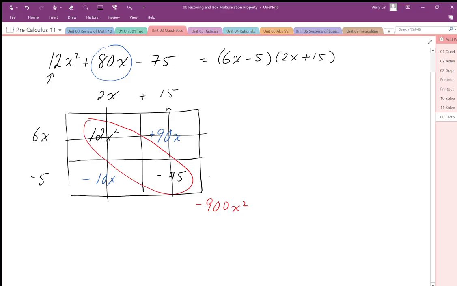Okay, so this diagonal product property can then be used to help us factor the really hard quadratics with an ax squared.